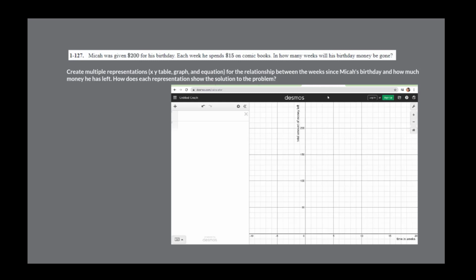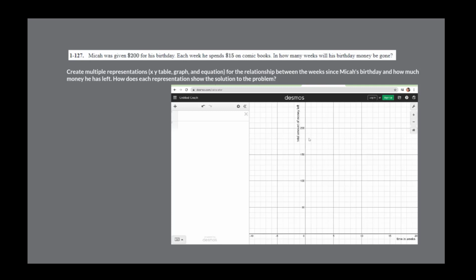Okay, for this last problem on the closure activity, it says that Micah was given $200 and that every week he spends $15 on comics. Now, first off, I set up a graph. I wanted to see if I could figure this out graphically. And then we'll talk algebraically about how to find this specific x-intercept when we come back, because the x-intercept means he's run out of money. So we'll figure that out in just a moment.